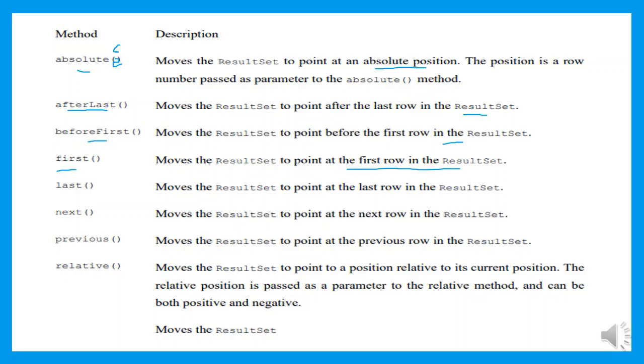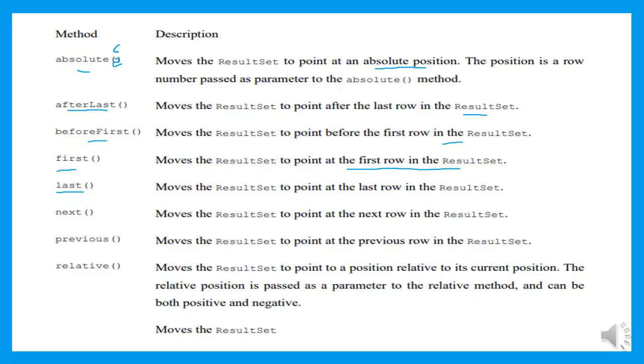Similarly, I will make use of the last method. The last method moves the result set to point to the last row in the result set. Now the cursor is in the first row and I want to move to the last row of the table. Then I will make use of the method called last, so the cursor will be pointing to the last row of the table.